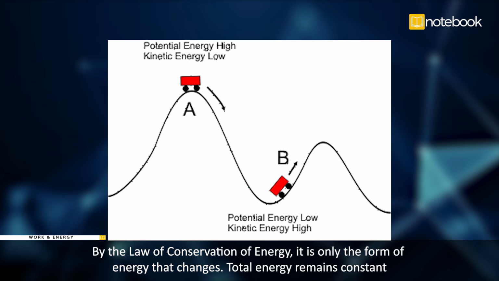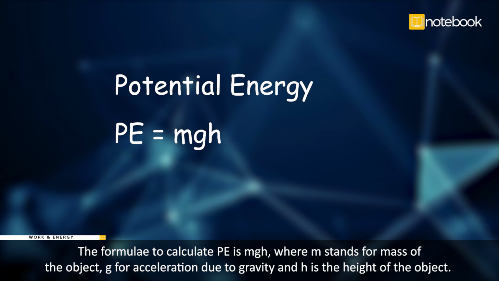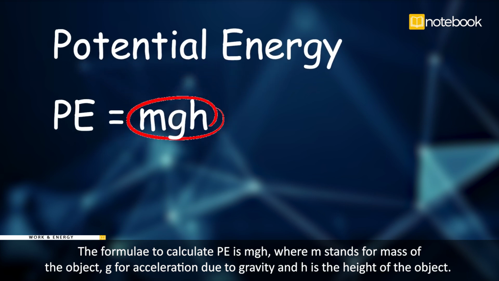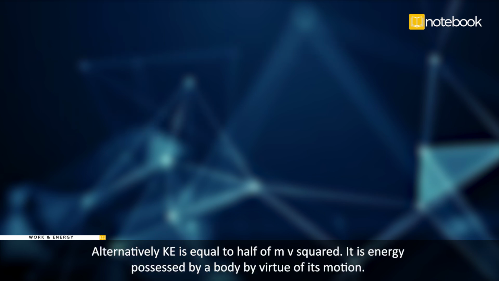The total energy remains constant. The formula to calculate potential energy is mgh, where m stands for the mass of the object, g is for acceleration due to gravity, and h is the height of the object. So, potential energy is energy stored in the object due to its position.